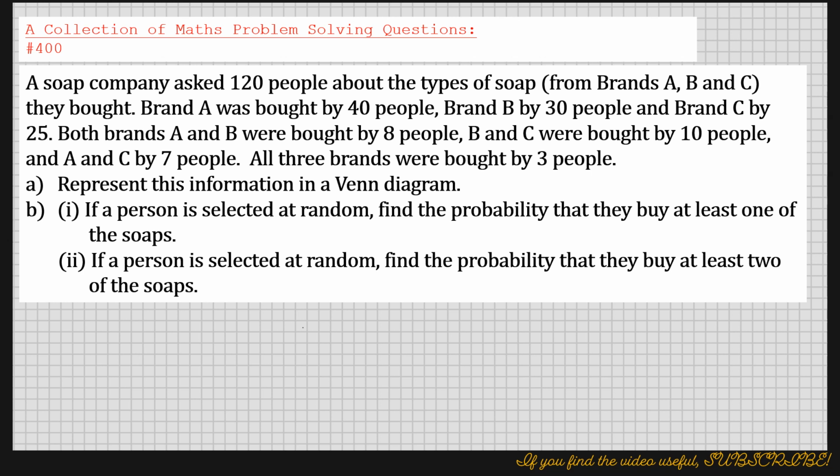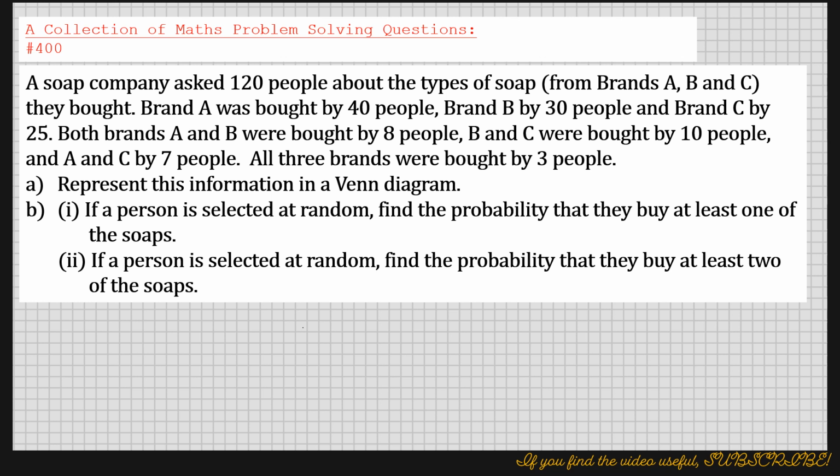The soap company asked 120 people about the types of soap from brands A, B, and C they bought. Brand A was bought by 40 people, brand B by 30, brand C by 25. Both brands A and B were bought by 8 people, B and C by 10 people, A and C by 7 people. All 3 brands are bought by 3 people. Represent this information in a Venn diagram.